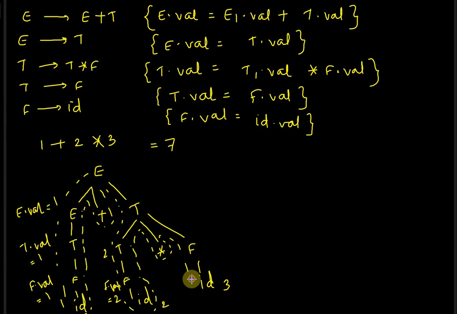Come again, come down to this ID, you encounter this 3. When you reach at this F, F gives ID. So again apply the same rule. That is, you pass this ID to F. So I pass this value 3.